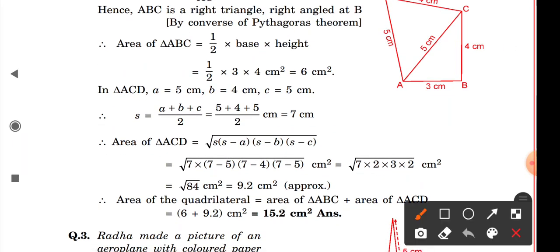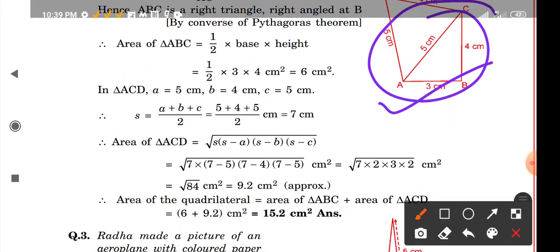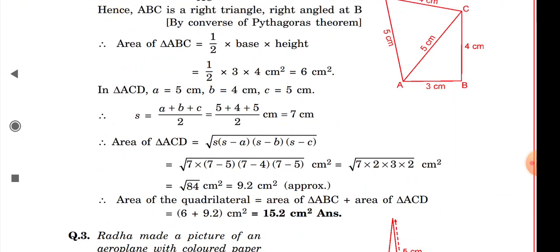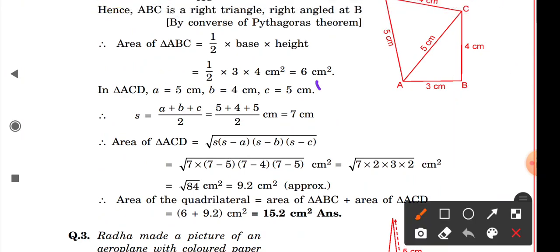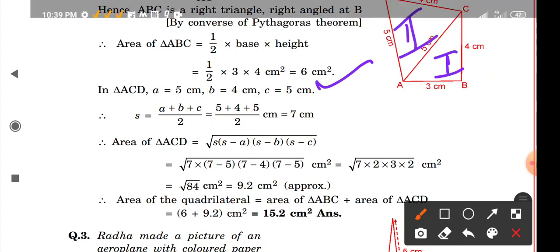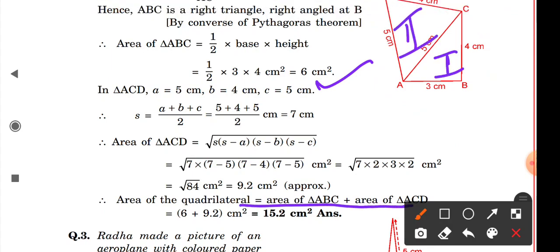But we have to find the area of this whole quadrilateral. For that, you have to add these two quantities which you have found: the area of the first triangle, which I told you, this one, and the second triangle, this one. You add these two areas and you finally get the answer, which is 12.2 centimeter square.